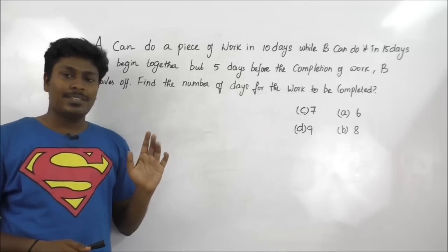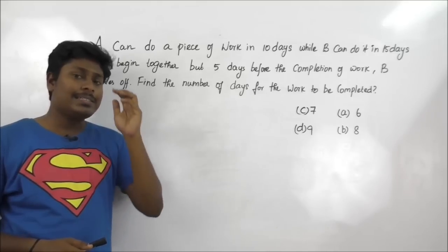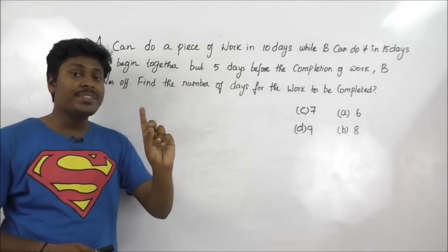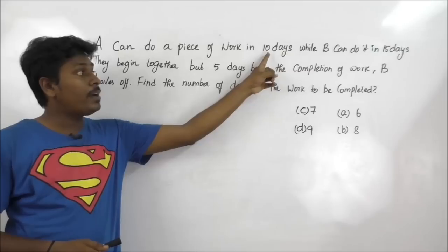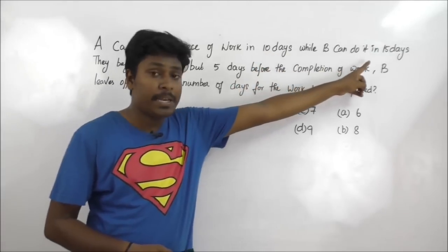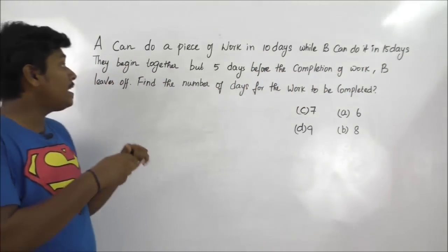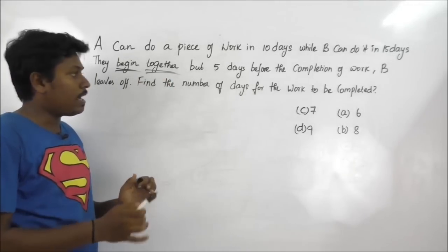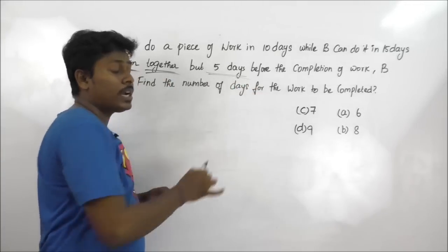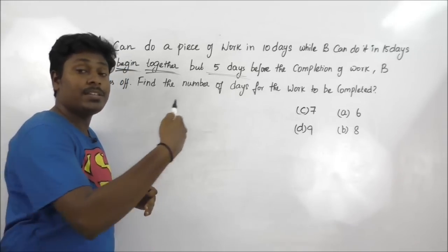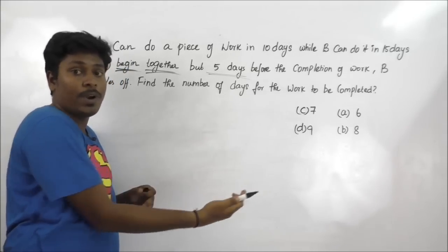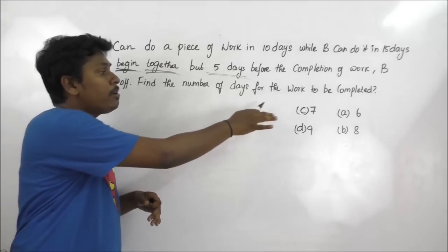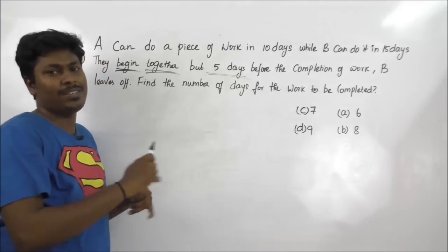Okay, friends, our first target is to see what information they have given in the question. They have said that A can complete a job in 10 days and B can complete a job in 15 days. And they have said that they begin the work together, right? They are starting the work together, but 5 days before the completion of work, B left. So we don't know when the work gets completed, but 5 days before it is completed, B leaves off, right? And find the number of days for the work to be completed. This is what the question is.